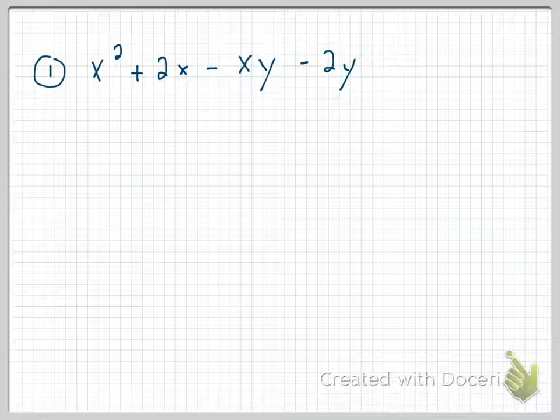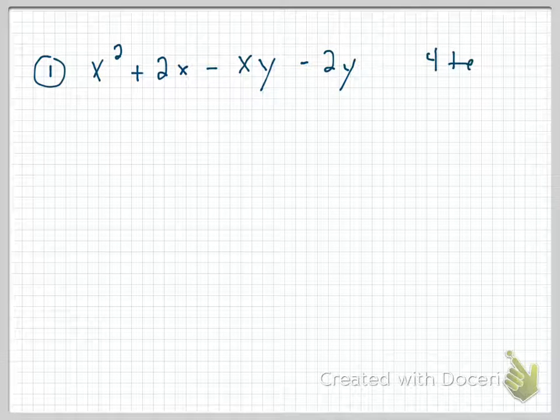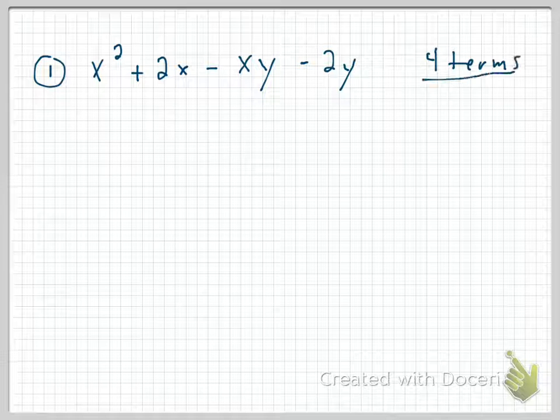Here's problem number 1: x squared plus 2x minus xy minus 2y. Now we do want to solve this one by grouping because it's got 4 terms, and 4 terms is an indicator that, hey, give it a shot by grouping. Okay. Now when we group it, we do have to be very careful.